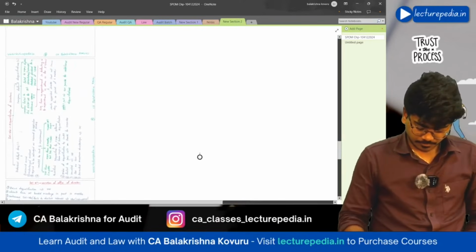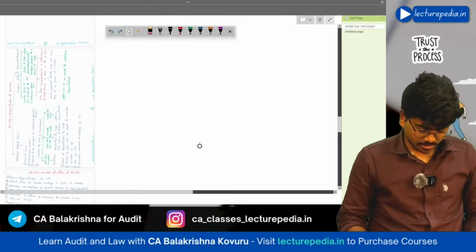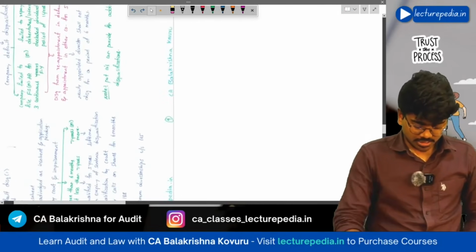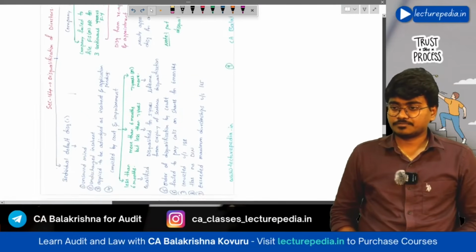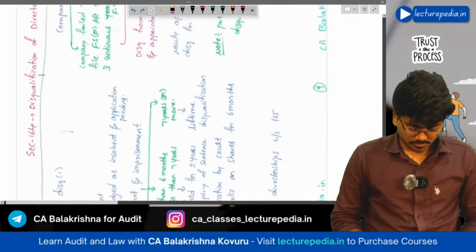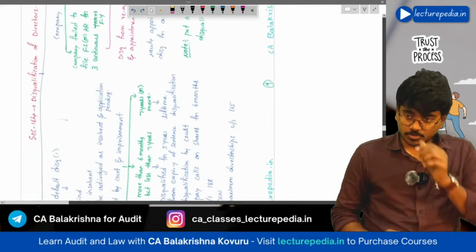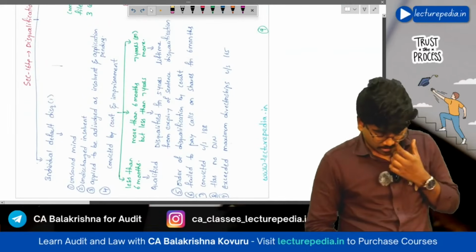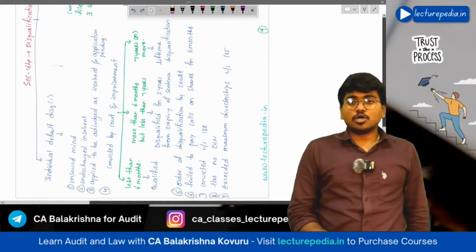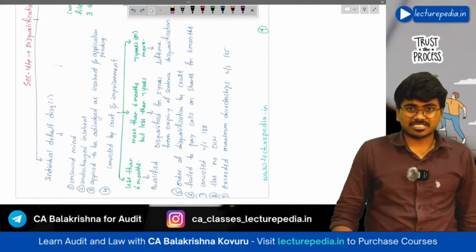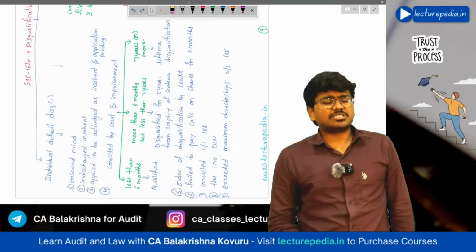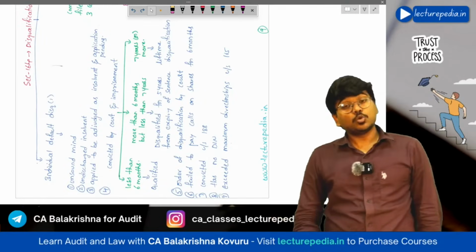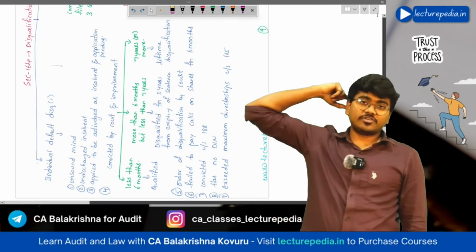So section number 164, disqualification of director. Please adjust with this. I'm not able to rotate this actually. So disqualification of director. Section number 164, it is having two subsections. Section number 164 subsection 1 and subsection 2. Subsection 1 basically deals with individual default disqualifications. Subsection 2 deals with company default disqualifications.